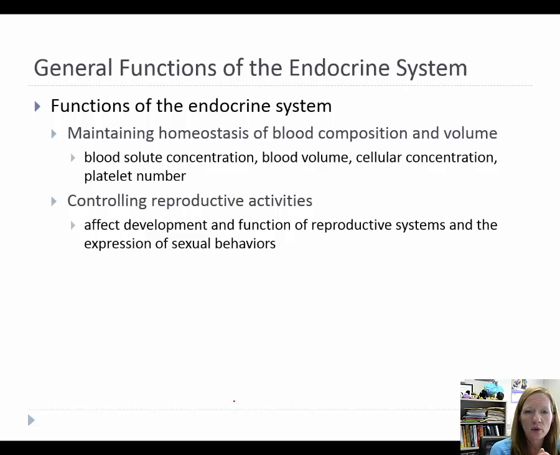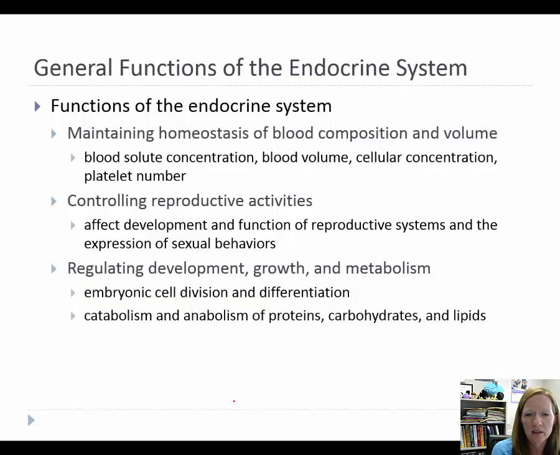Hormones also control reproductive activities, everywhere from maturation, development, and functions of the different organs of the reproductive system. That is going to be a huge endocrine system function here, and also expressing sexual behavior. So this is one that we'll talk about. We'll get into the hormones and the specific functions later on in the reproductive system. We'll introduce the hormones, of course, here in this chapter, but we'll get into a lot more specifics later on.